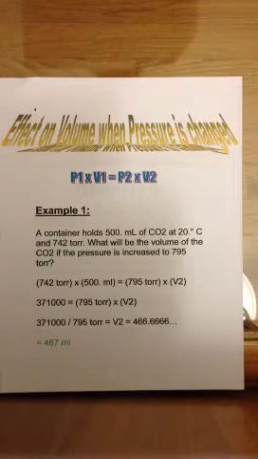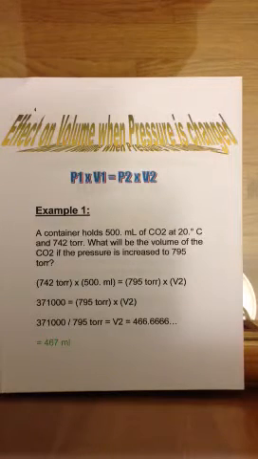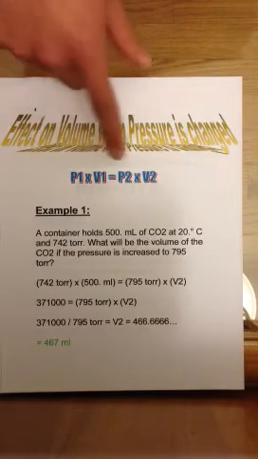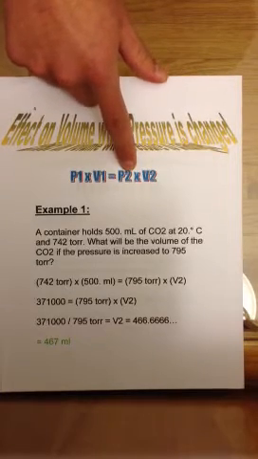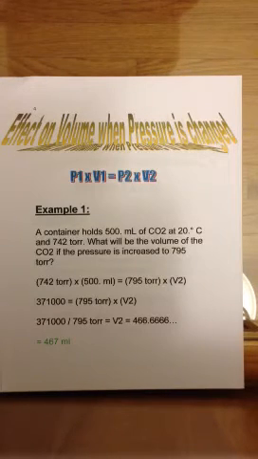Effect on volume when pressure is changed. At a constant temperature, Boyle's law states that when the original pressure and volume are multiplied together, it equals the value of the new volume and pressure. In other words, P1 times V1 equals P2 times V2. When the volume of gas decreases, the pressure of the gas increases.